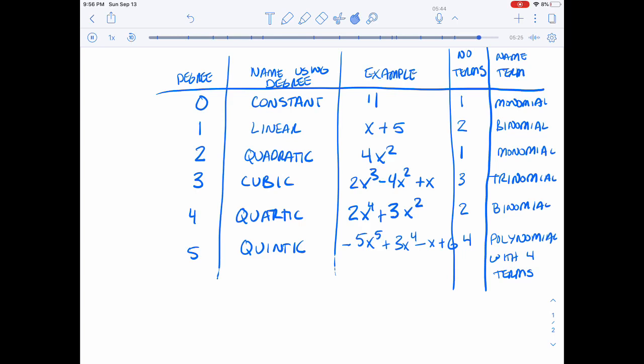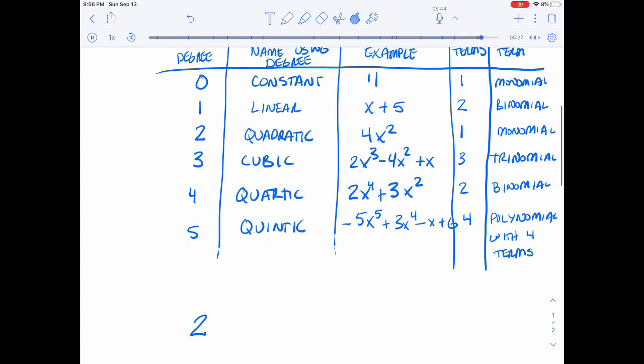An example of, let's say, 2x cubed plus 6x squared plus 7 is an example in full name of a cubic trinomial. Cubic because it has a degree 3, and trinomial because it has 3 terms.